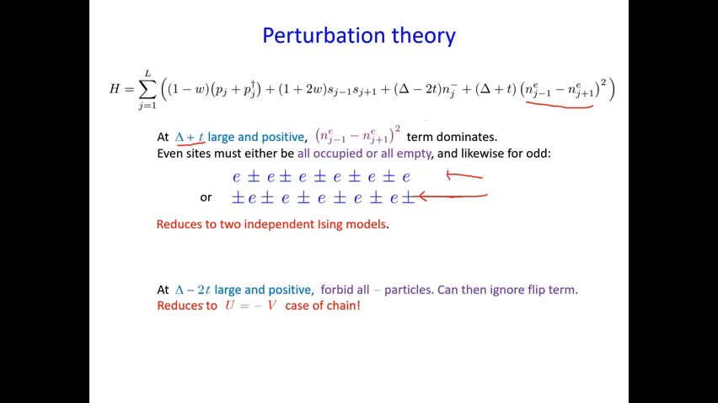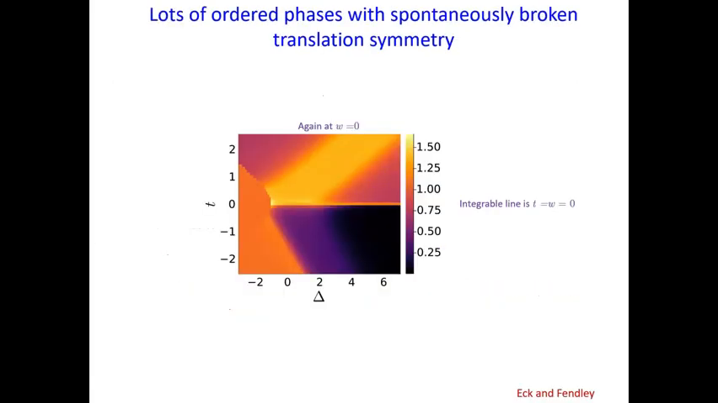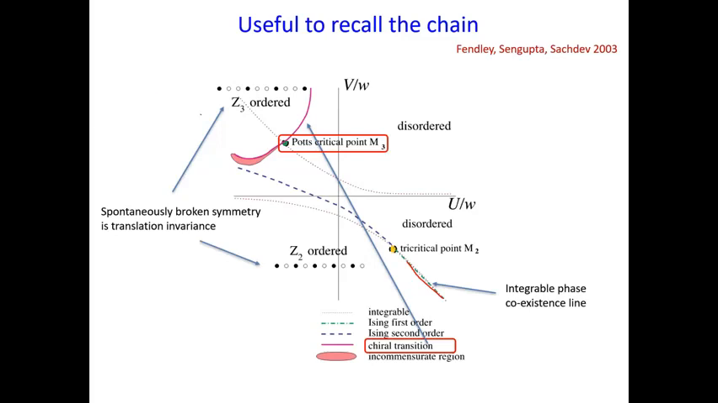Another thing, if I take this limit, delta minus t, 2t large and positive, this term wins. So you forbid minus particles, right? Because I want to make this 0. So you forbid minus particles, and you just get a special case of the chain. It's the u equals minus v line. Quickly, it goes like that.